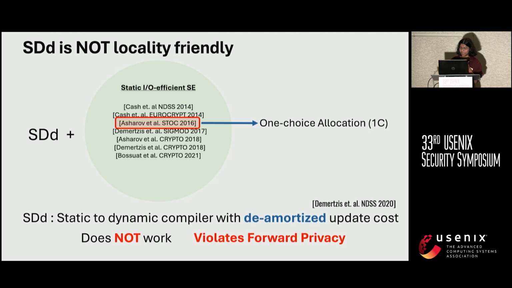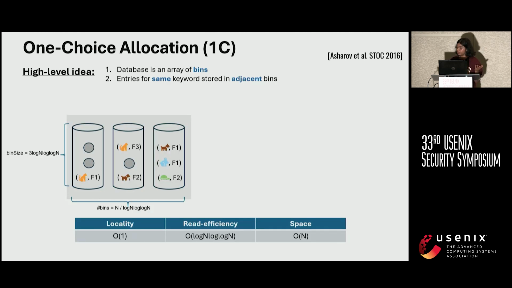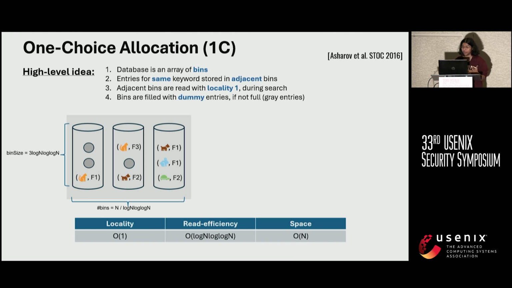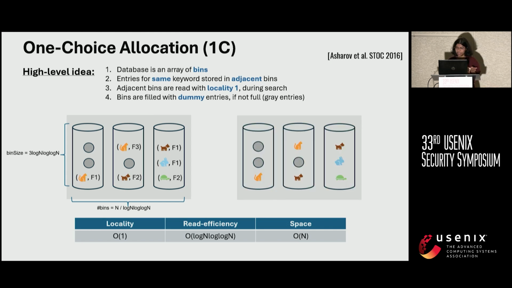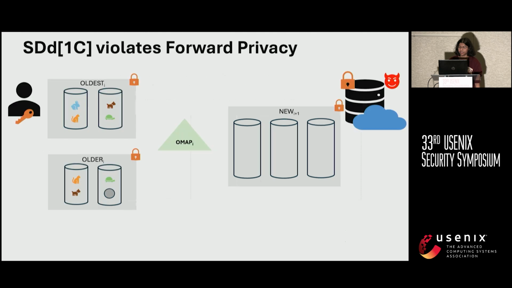To understand that, let's choose one of the schemes from this list, one-choice allocation. In one-choice allocation, the database is visualized as an array of bins, and entries for the same keyword are stored in adjacent bins, so that during search, all the adjacent bins can be read with locality 1. Also, bins are filled up with dummy entries if they are not already full. Here, the gray entries are the dummy entries. And for simplicity, let's omit the file identifiers.